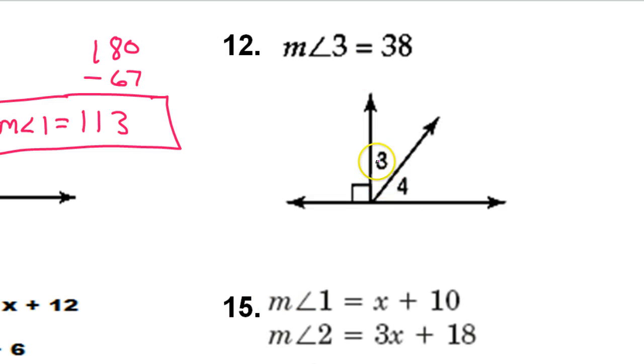Angles 3 and 4 are sitting inside of a 90-degree angle, so they have to add up to 90 degrees. So all I really have to do is go 90 minus this 38. And that is 52. So that's the measure of angle 4.